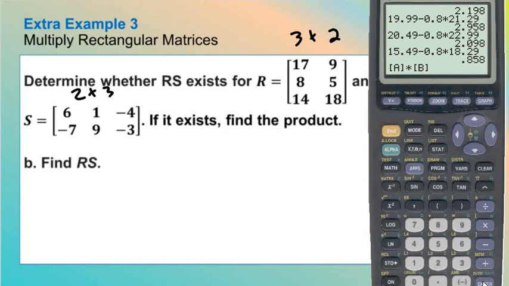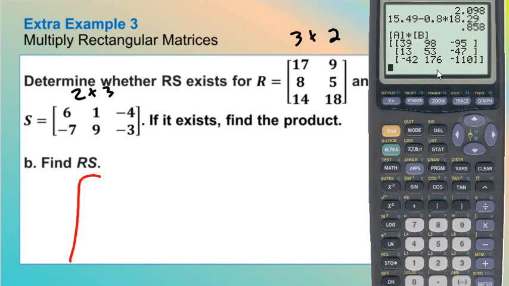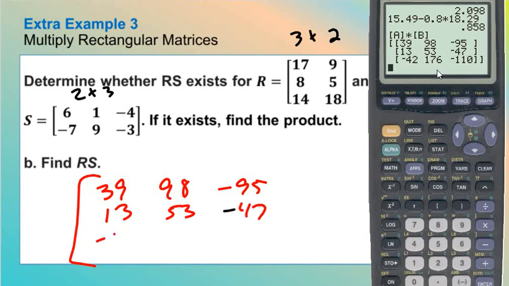And when we multiply those, it gives us our solution here, which our answer should be a 3 by 3 because we had a 3 by 2 times a 2 by 3. So our answer is 39, 98, negative 95, 13, 53, negative 47, negative 42, 176, and negative 110.